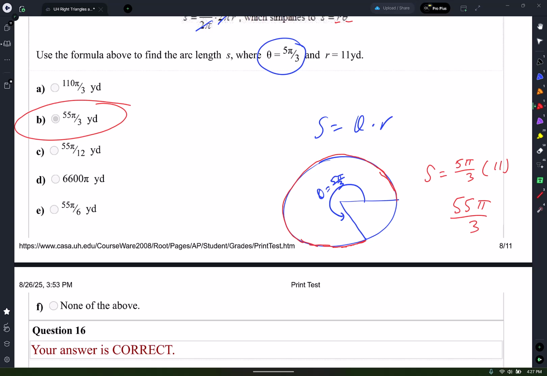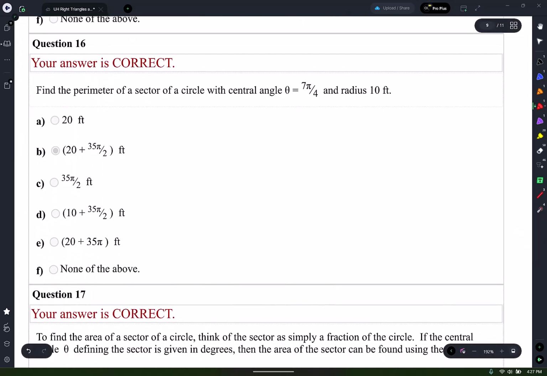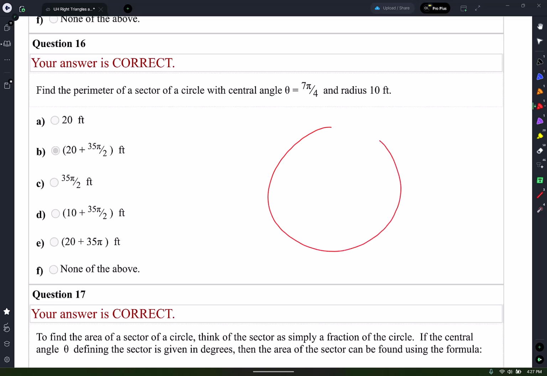All right, we're now in question number 16. It says, find the perimeter of a sector of a circle with central angle 7 pi over 4 and radius 10 feet. So let's do a visual. Here's a circle, and the radius is 10. And 7 pi over 4: you're pi over 4 away from a full revolution, so you're probably somewhere right there. And this is 7 pi over 4.